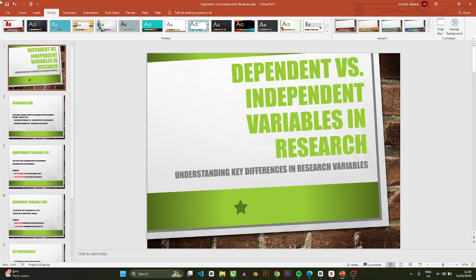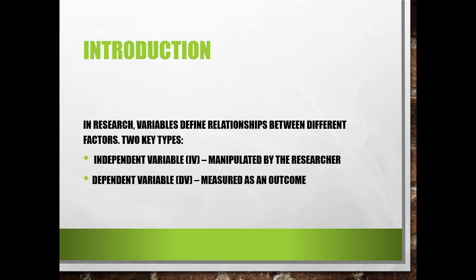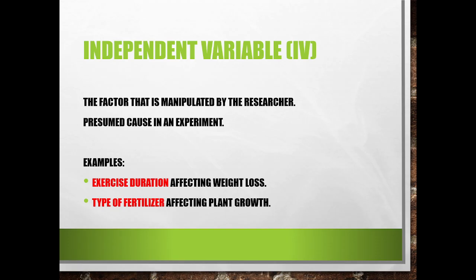What do we mean when we say dependent or independent variable? In research, variables define the relationship between two different factors. Now, independent variables are factors that the researcher wants to manipulate. The researcher presumes that it is this variable, these factors, that causes change in the other variable.